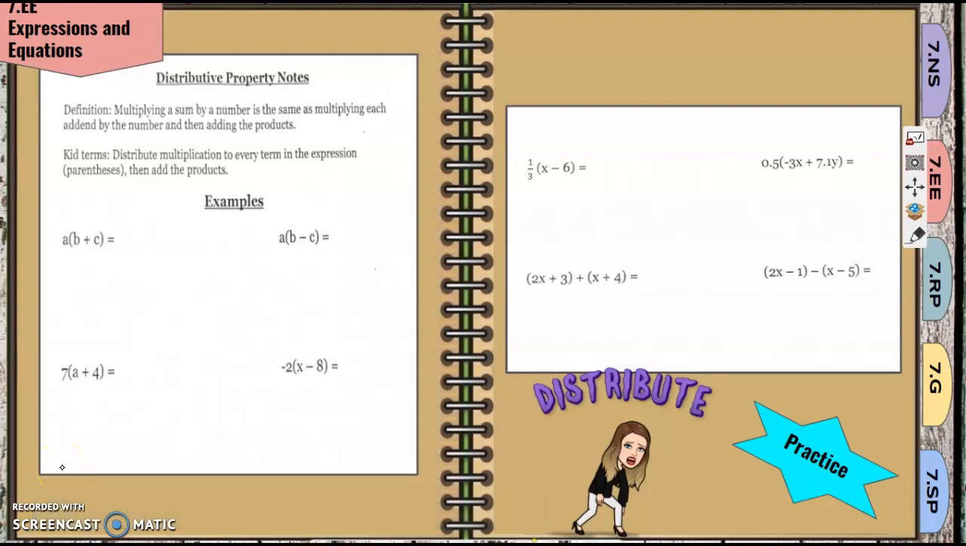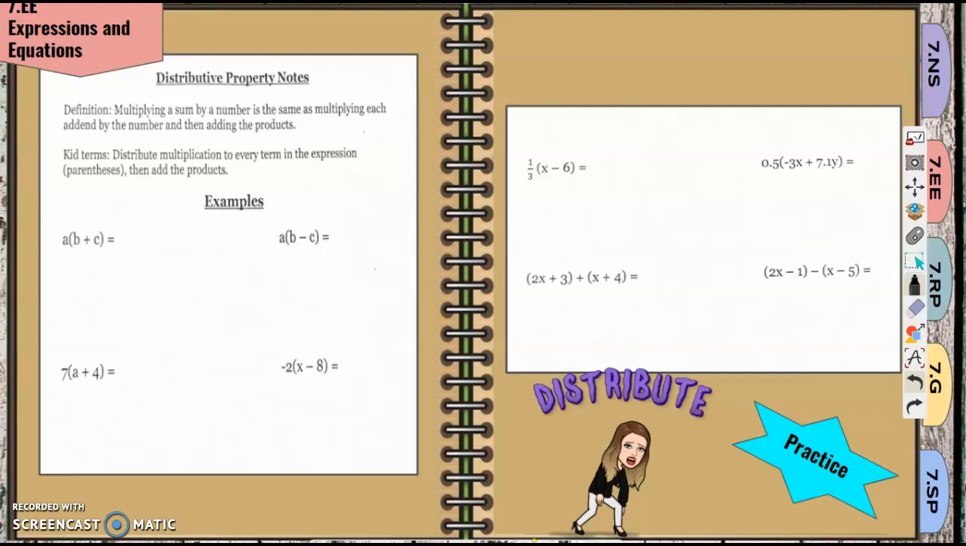We're going to talk about the distributive property. The distributive property means multiplying a sum by a number is the same as multiplying each add-in by the number and then adding the products, which basically means distribute multiplication to every term in the expression, or what's on the outside to everything inside the parentheses. Then add the products if they are like terms.